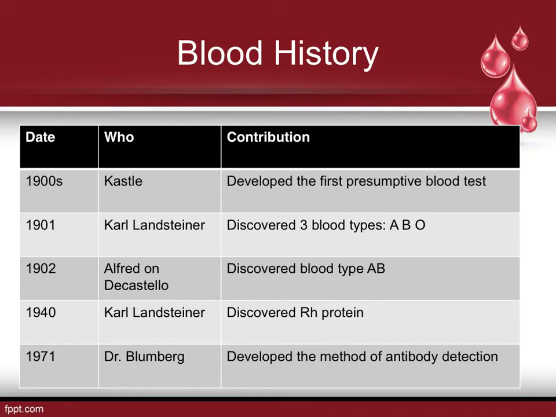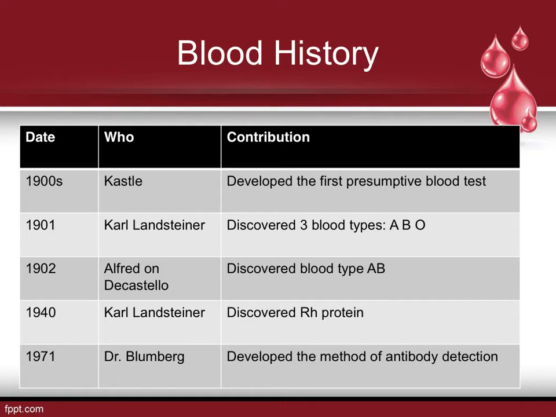Then in 1901, Carl Landsteiner discovered that there are actually 3 blood types. At least at that point in time, he thought there were 3 blood types. So he found the blood types A, B, and O. In 1902, this guy discovered that there was an additional blood type in the form of blood type AB. Then in 1904, Carl once more made another discovery, which would be the rhesus protein or rhesus factor, which helps to give your blood either that positive or negative connotation.